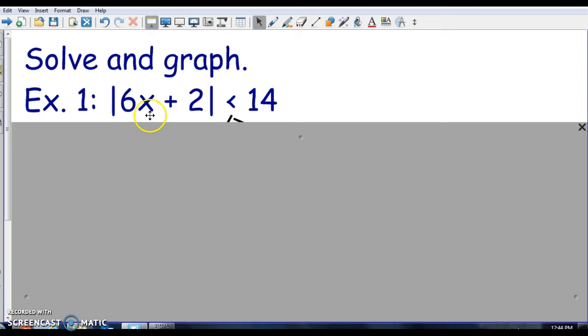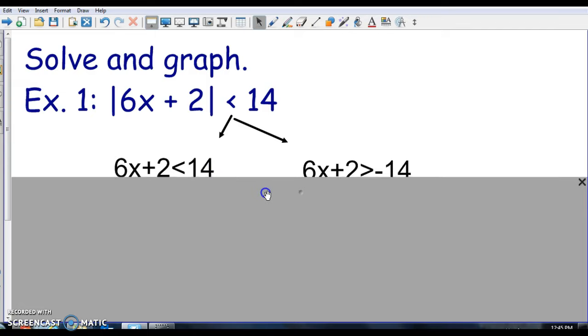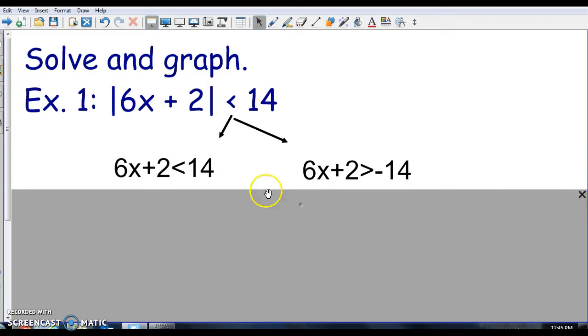So when we split this, this side is going to stay the same for both of them. The one on the left, this first one over here, is going to say less than 14. But the one on the right, you're going to change it to a negative 14. If you change it to a negative 14, you have to flip the inequality, and it's going to go from a less than to a greater than. So this one stays exactly the same. This one, you're going to flip the inequality and make it a negative.